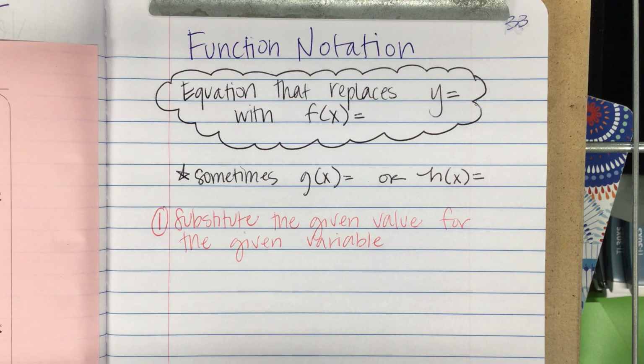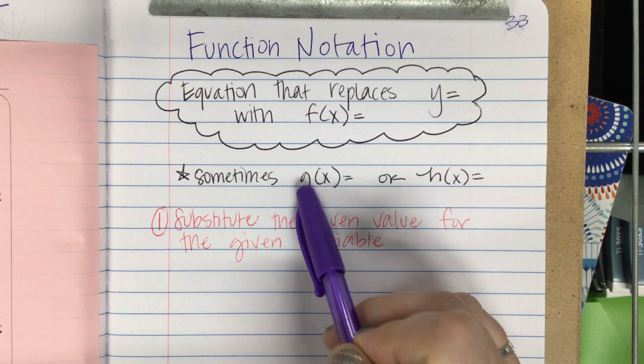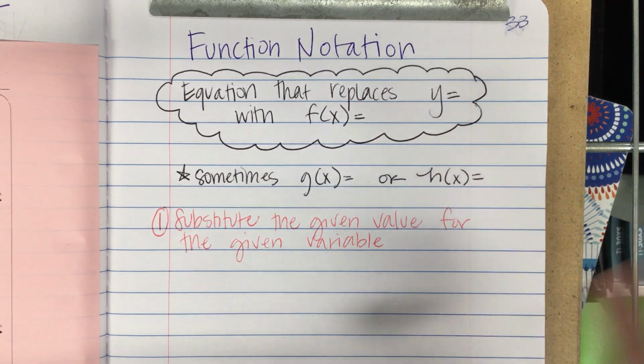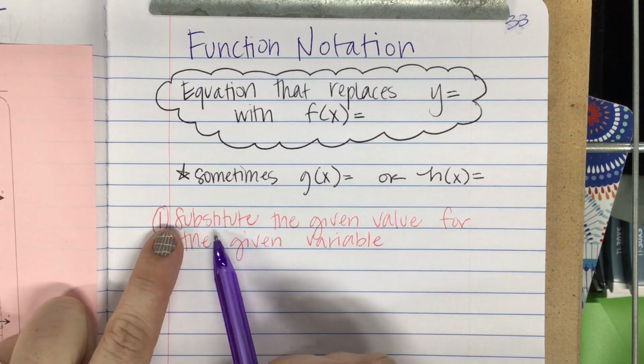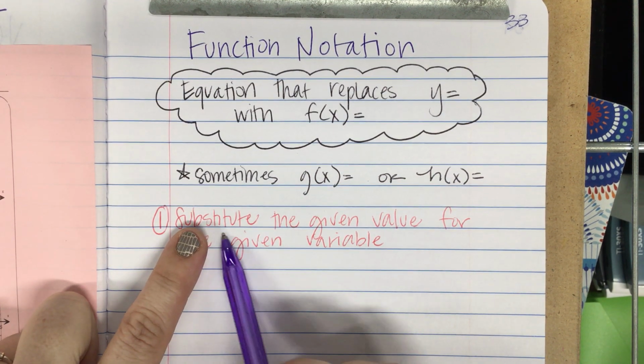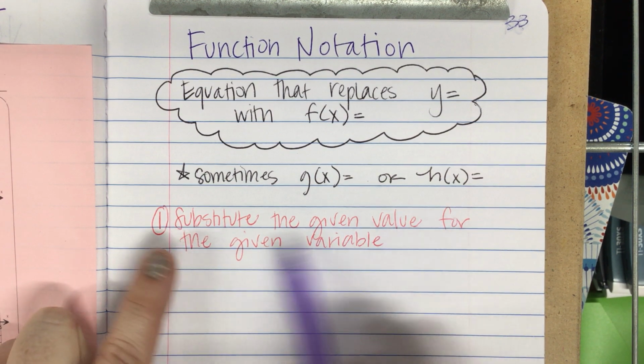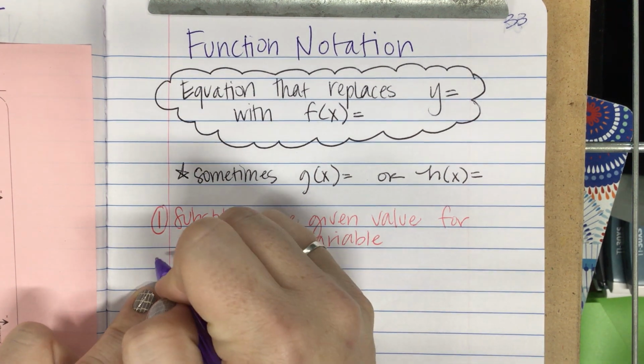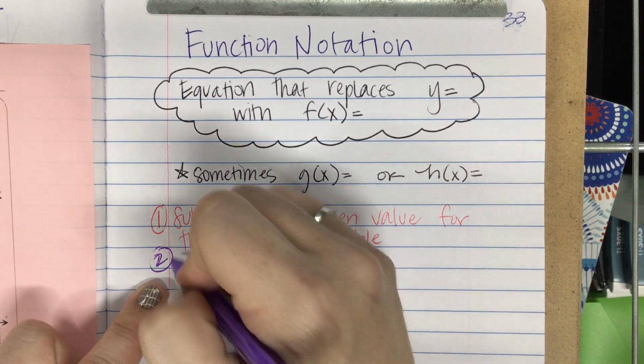So function notation is just an equation. It's just an algebraic math problem with variables in it, that instead of being equal to a variable, is equal to the function of x. And sometimes instead of f of x equals, it might say g of x equals, or h of x equals. So to solve it, we substitute, we replace the value for the given variable. And then we simplify.